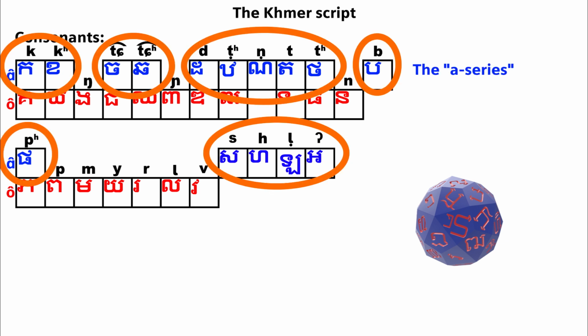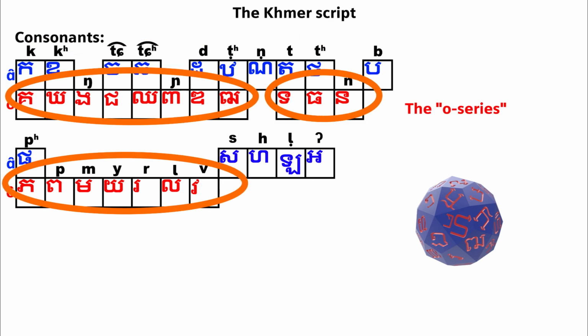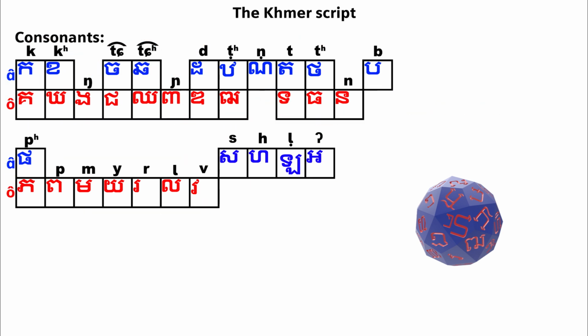The blue characters are members of the A series, while the red ones are in the O series. It's also worth mentioning that in Old Khmer, the distinction between these two series was not quite in the inherent vowels, but rather in the fact that the red series was a set of voiced consonants in contrast to their unvoiced blue counterparts. For instance, this letter stands for ka, while this one used to stand for ga. However, in modern Khmer, this feature is lost. All right, let's quickly listen to the modern pronunciation of all of these.